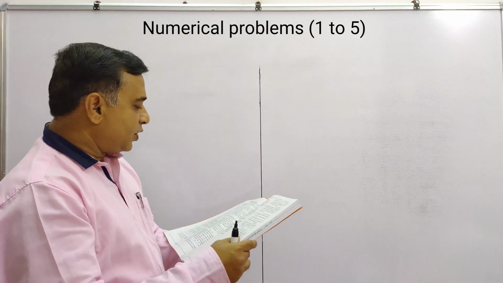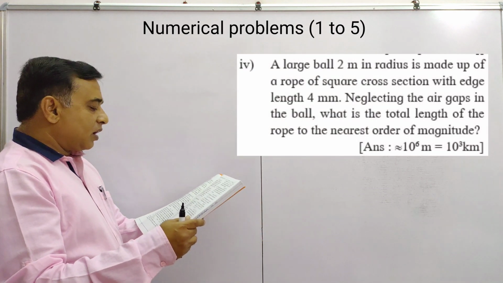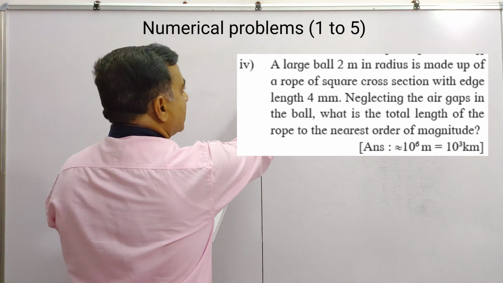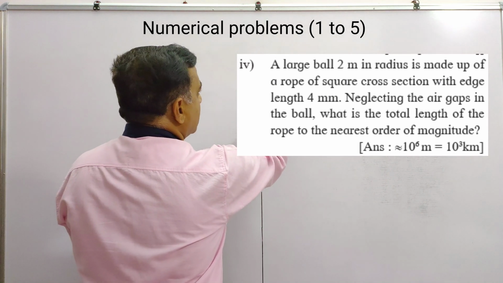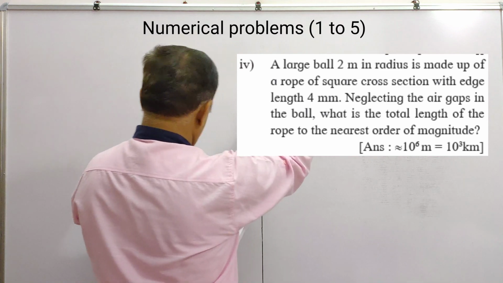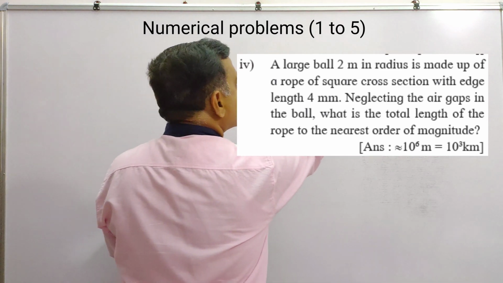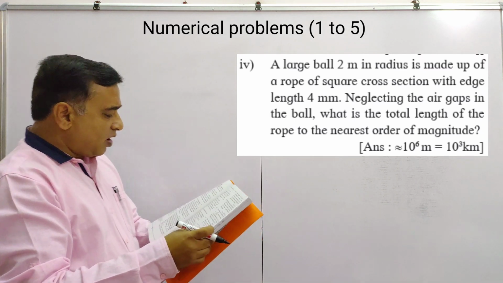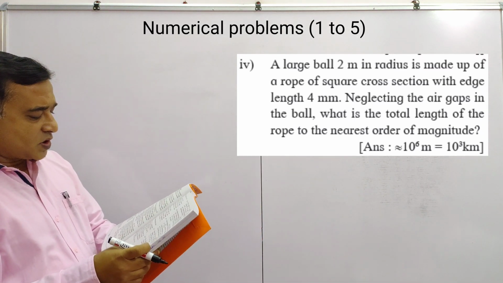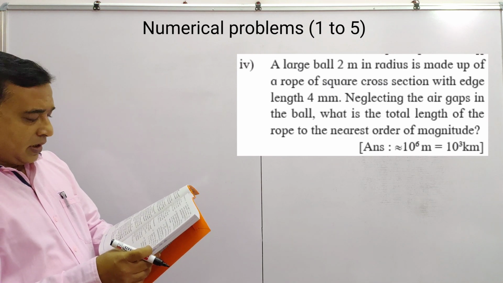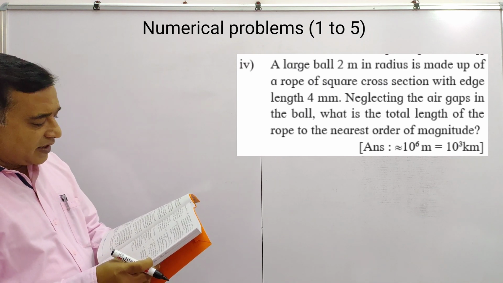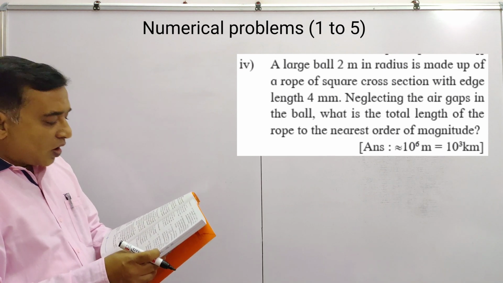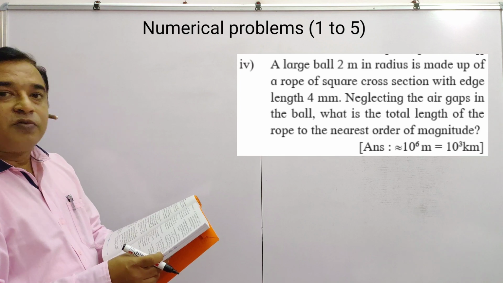Here it is the fourth problem before you. I'm going to read that. A large ball of radius 2 meter is made up of rope of square cross section with the edge of length 4 millimeter.